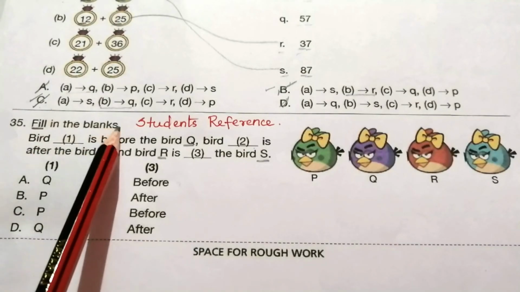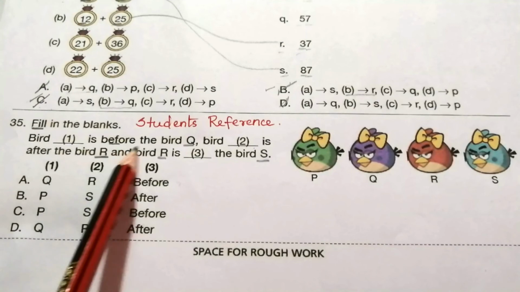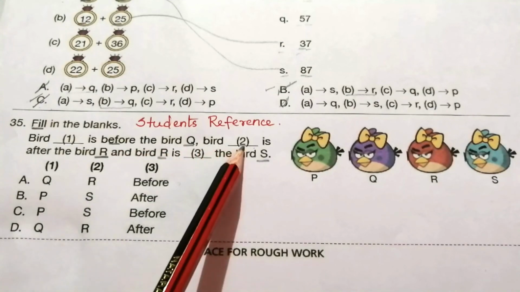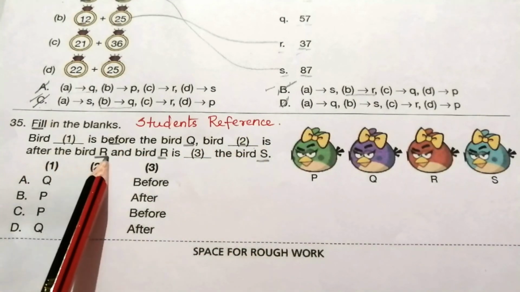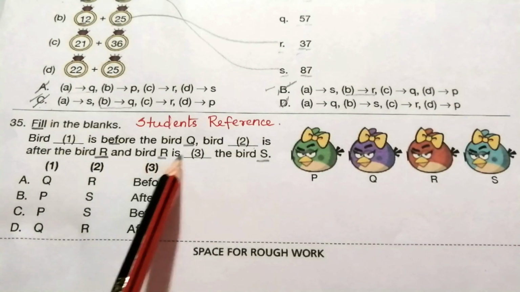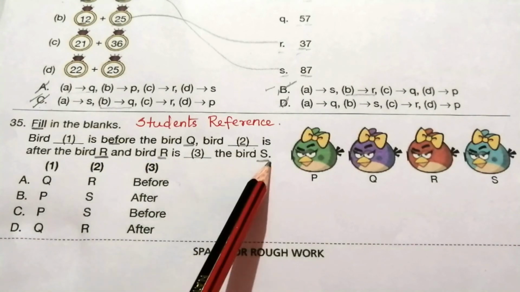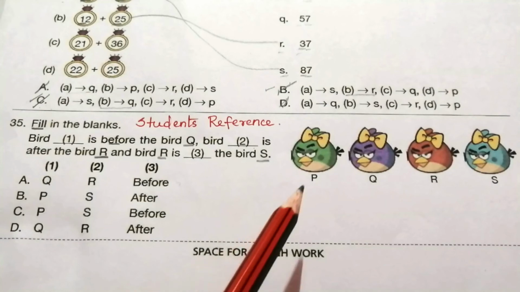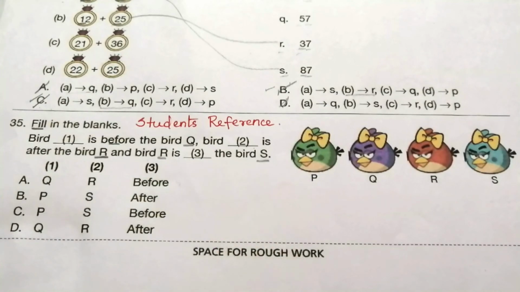35. Fill in the blanks. Bird 1 is before the bird Q. Bird 2 is after the bird R. And bird R is dash the bird S. So these are the given pictures. Try to find out the answer. It's an interesting problem.